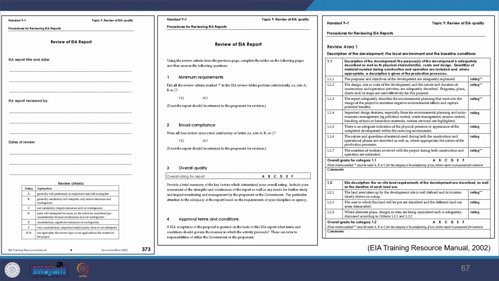They would give a rating to your report. And then they would look at minimum required, broad compliance, overall quality, and then review area 1, and so on. All the review areas would be seen. So I'll be giving you this document so you can see the complete review areas here.